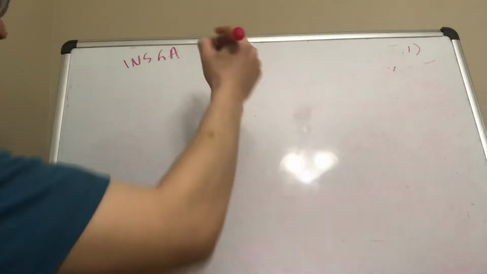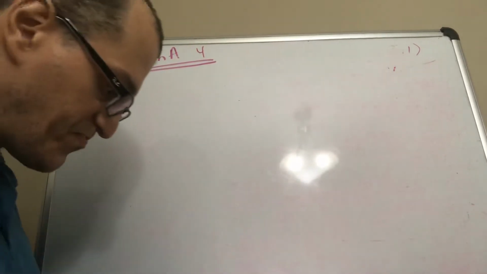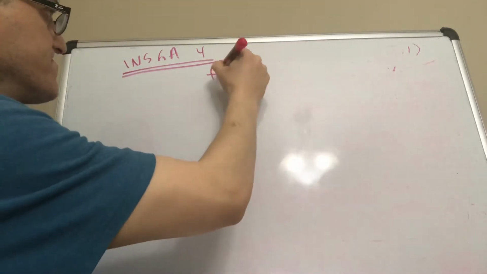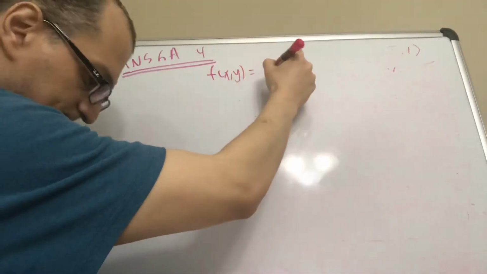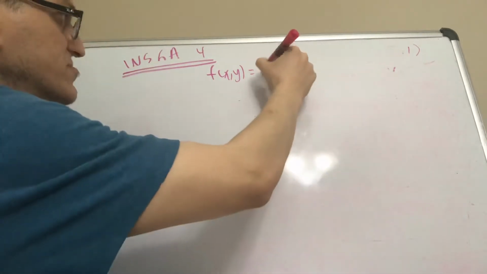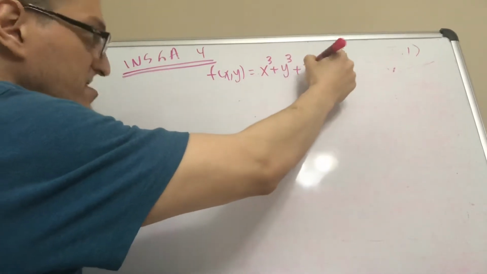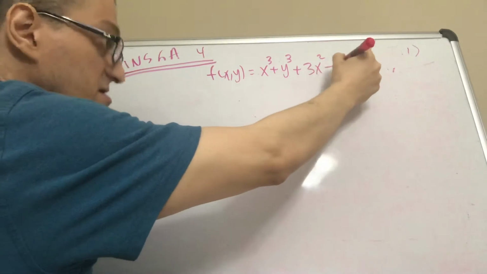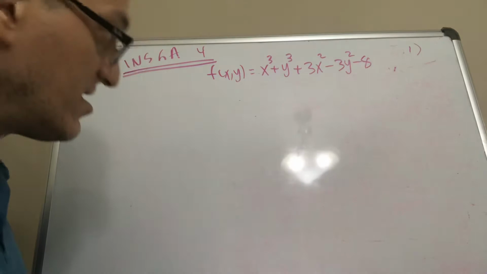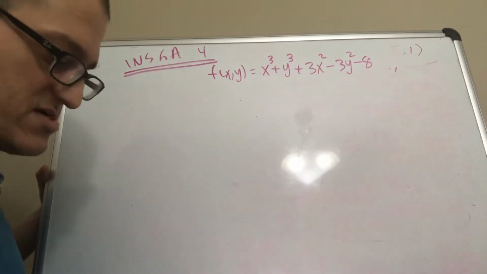Now, question number 4 in the worksheet. You're given the function f(x, y) = x cubed + y cubed + 3x squared + 3y squared minus 8. And you want to find the maximum, minimum, relative, all that.